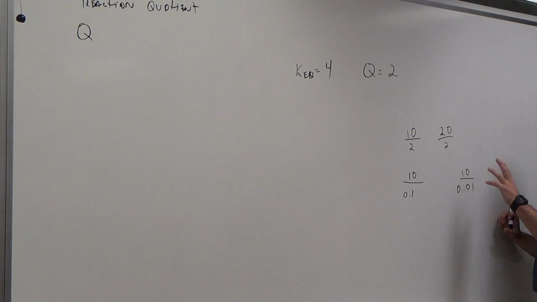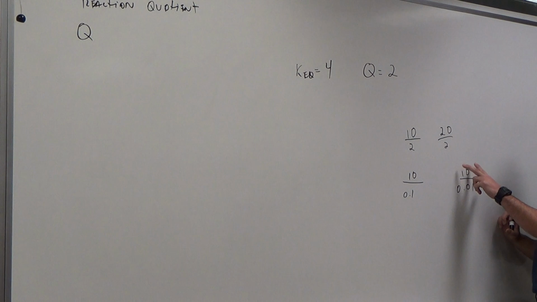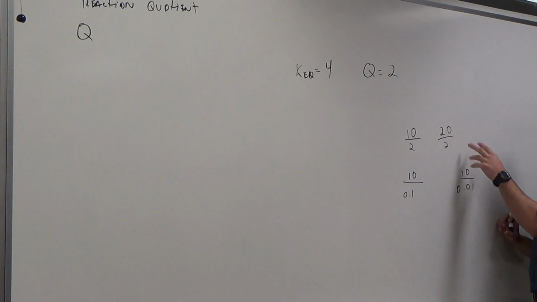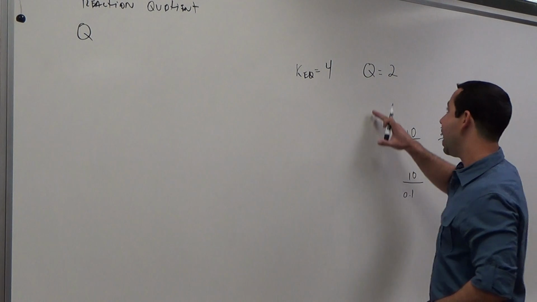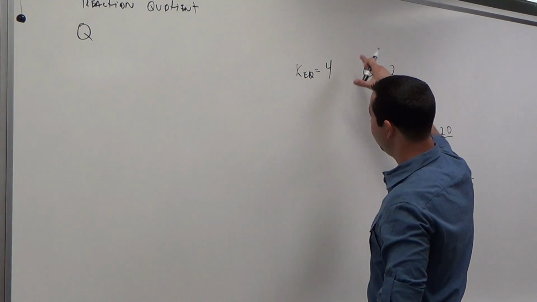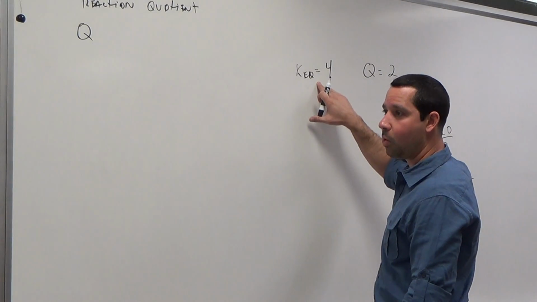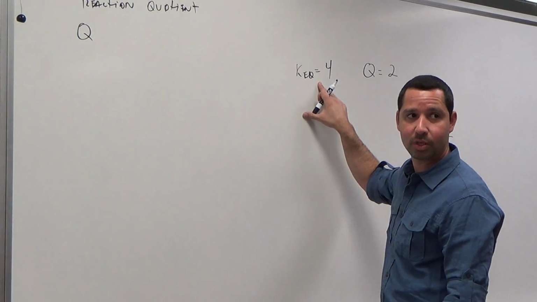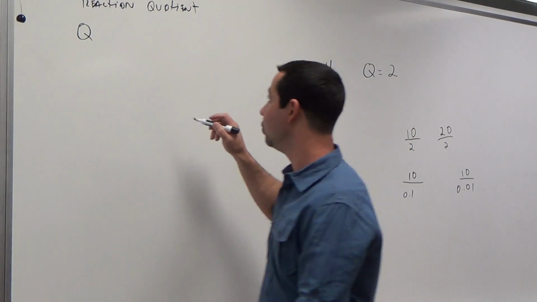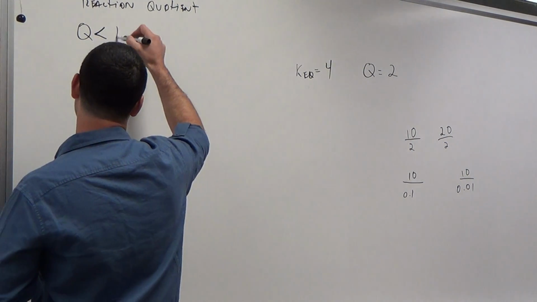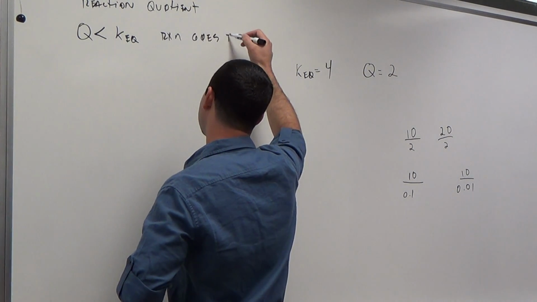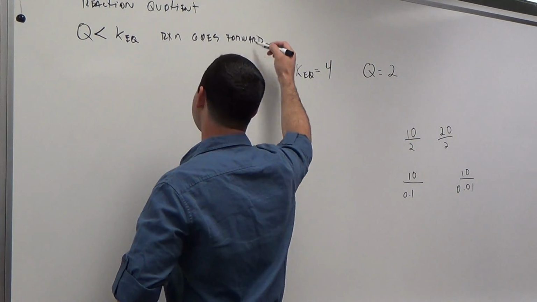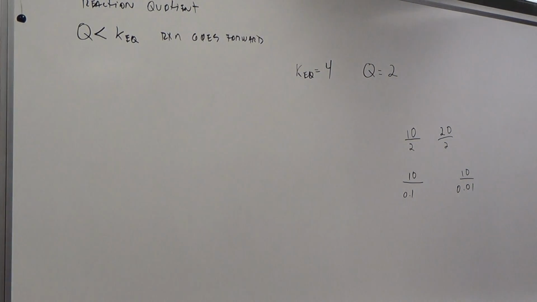So, two things: either the number on the top increases, making the number bigger, or the number on the bottom decreases. So, how do you go from Q equal to 2 to equal to 4? What needs to increase, the products or the reactants? The products need to increase. So when Q is less than the equilibrium constant, the reaction goes forward, and the reaction goes forward until equilibrium is reached.